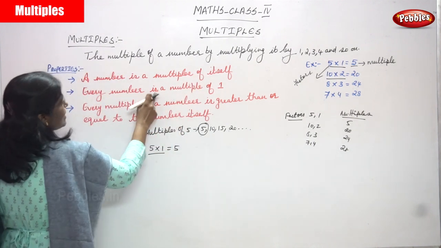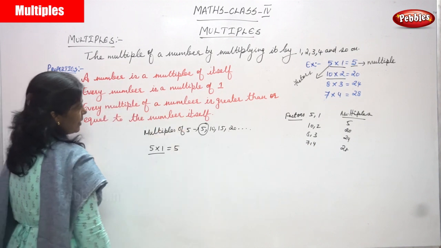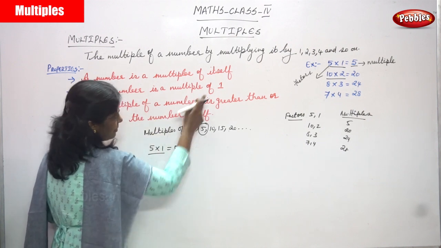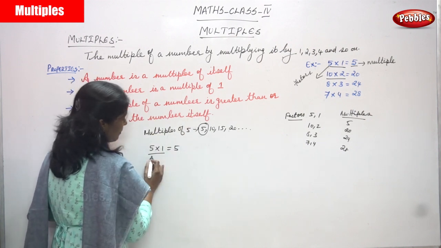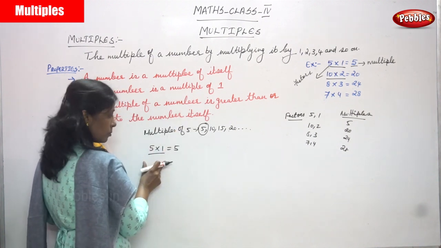And every number is a multiple of 1. For example, any number, whatever number you have taken, is a multiple of 1. That is the meaning. So we are multiplying 5 into 1. So every number is a multiple of 1. This is the meaning.